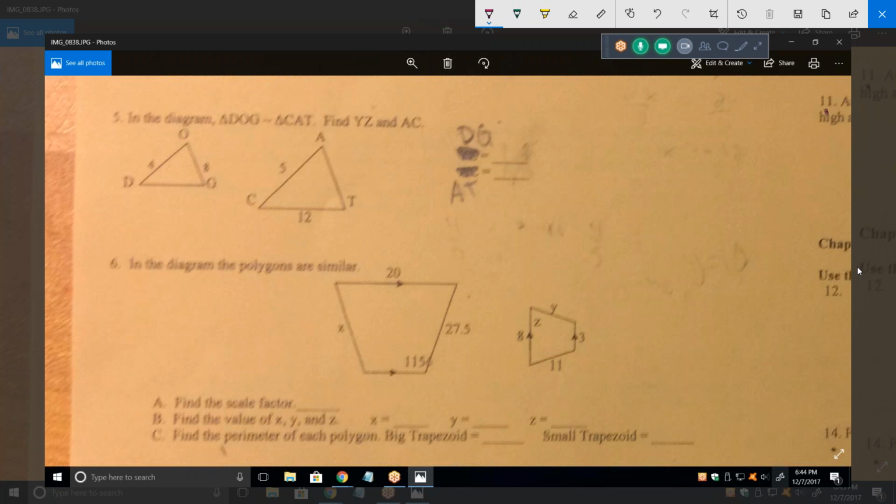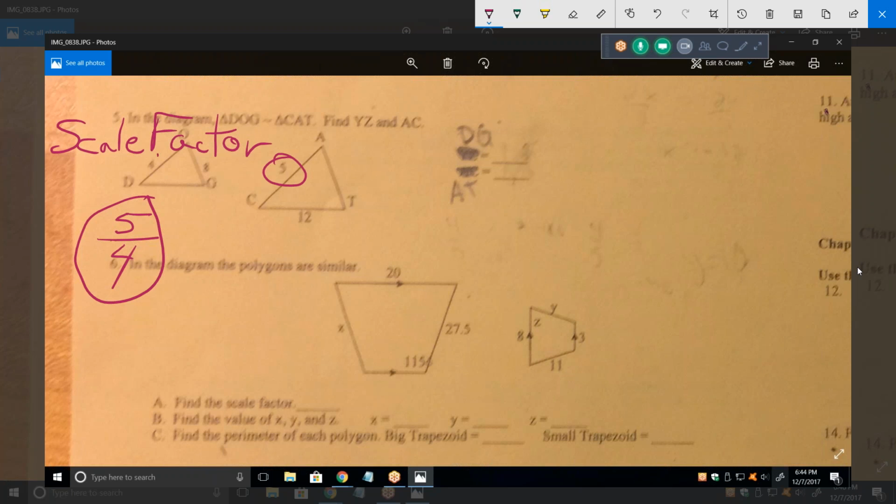Correct. So I don't know what your teacher likes to do, but I always like to do the big over the little. In other words, that is called the scale factor. Okay? And a scale factor between similar figures, whether they're triangles or anything else, is the ratio of the bigger side to the smaller side of corresponding sides. You can't compare the 5 to the 8, but you can certainly compare the 5 to the 4. And notice they did not draw this to scale.